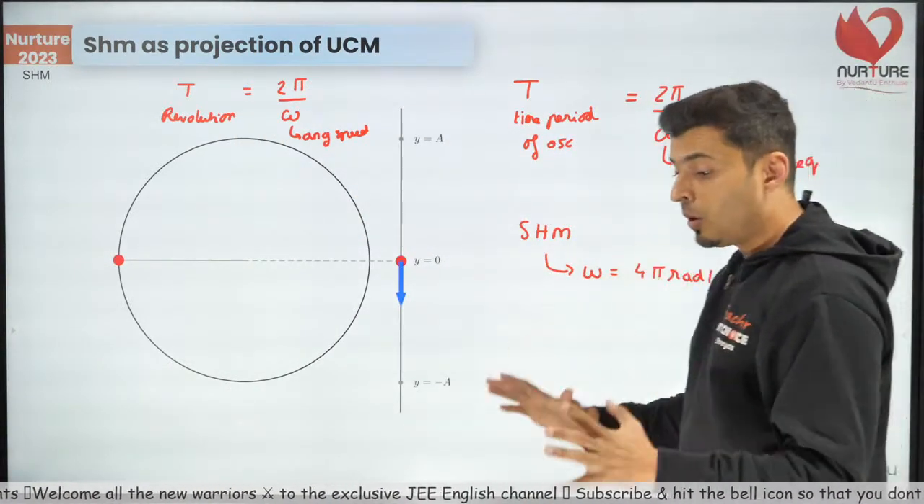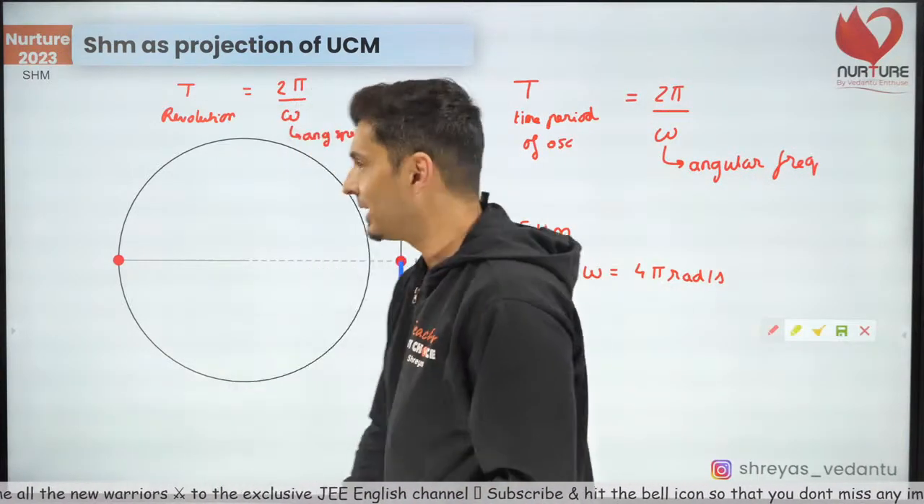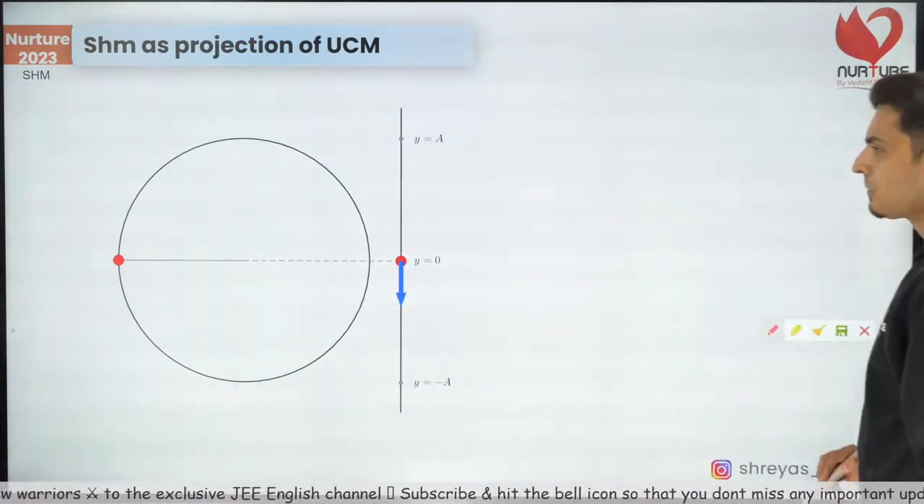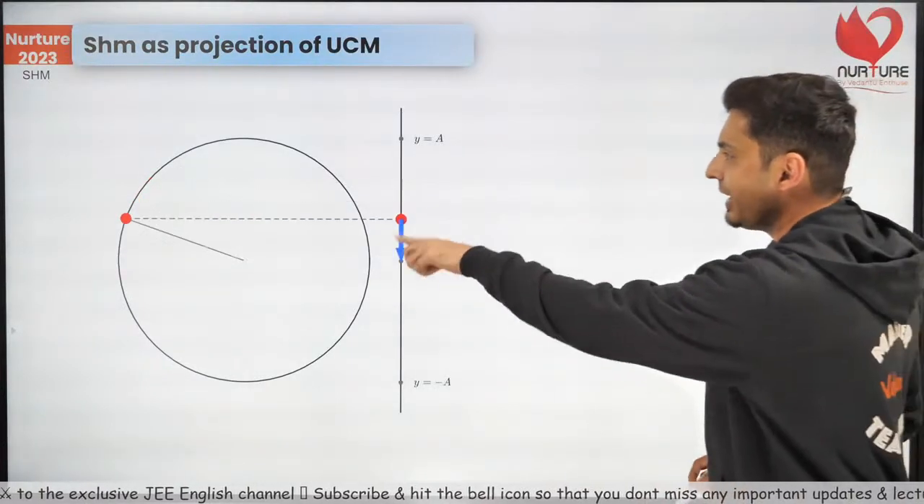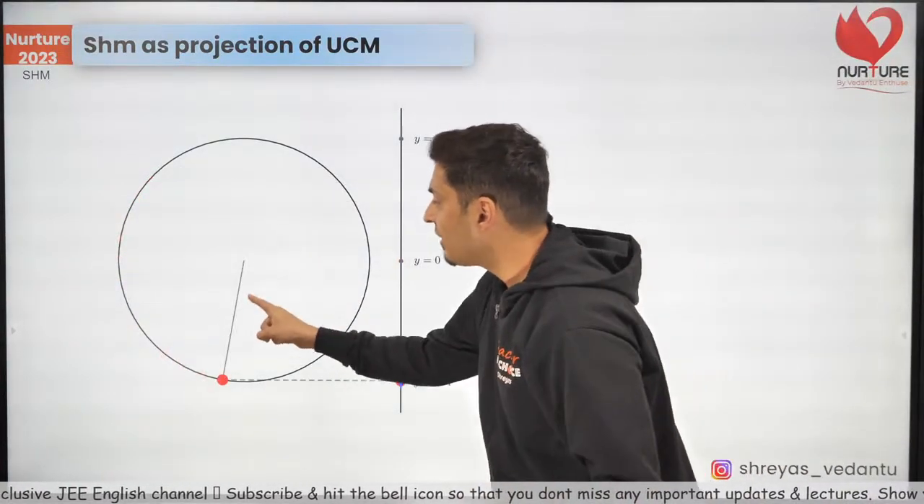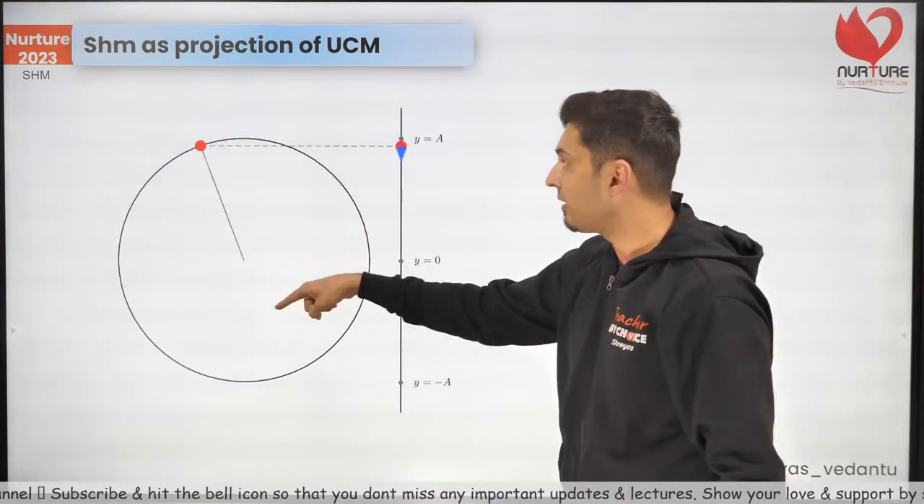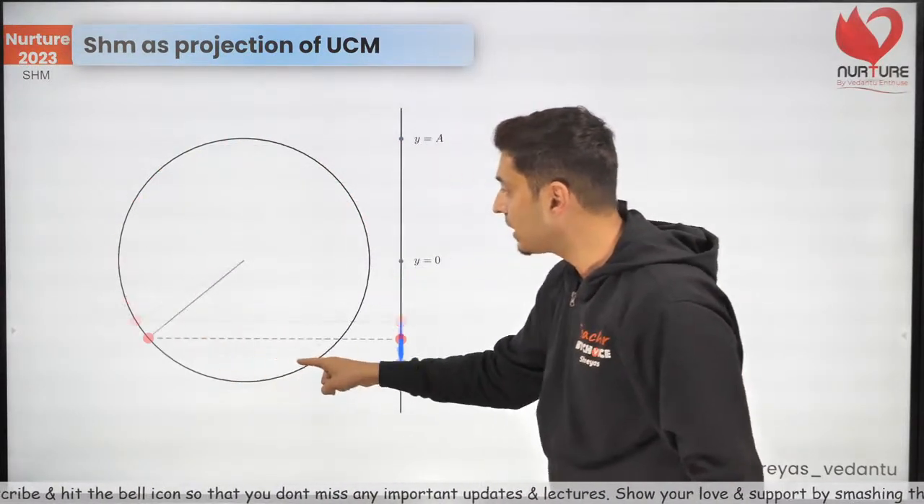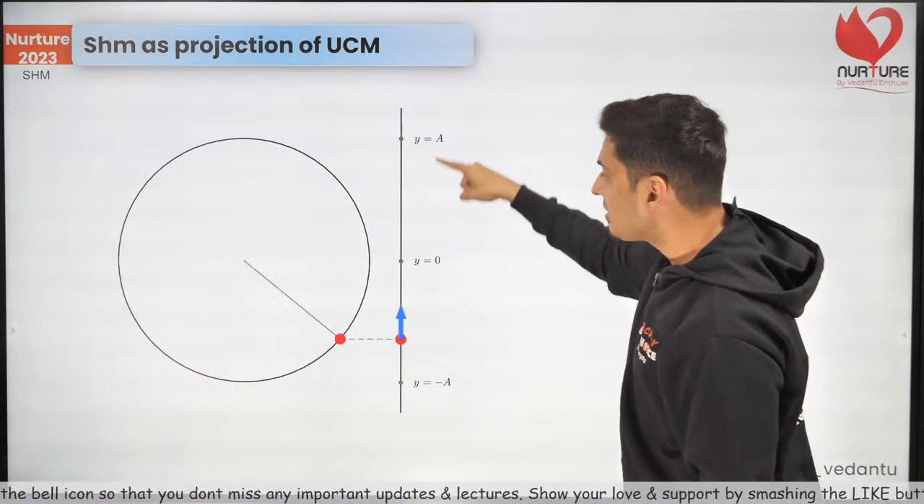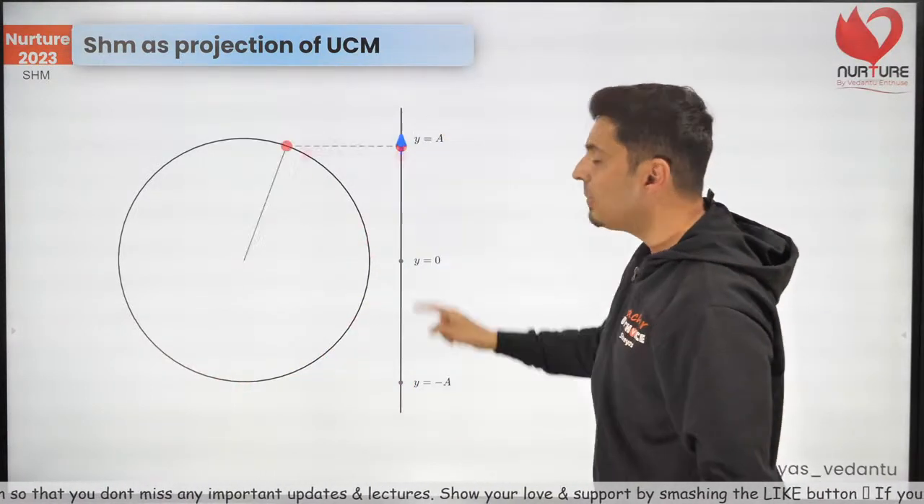Now, there is more to it, and I'll show you what is more. Let's rewind this simulation. This circular motion has a radius of circle, this line which is rotating. This simple harmonic motion has amplitude.